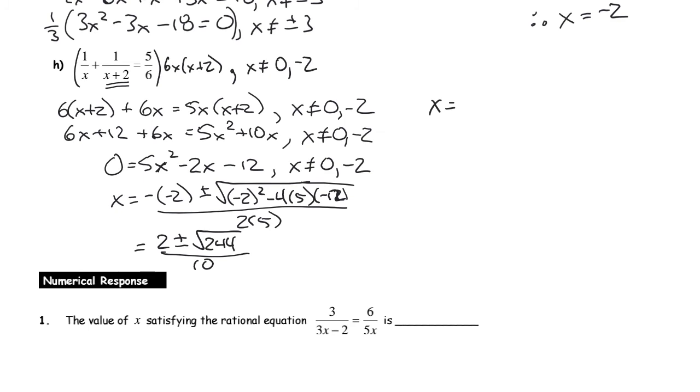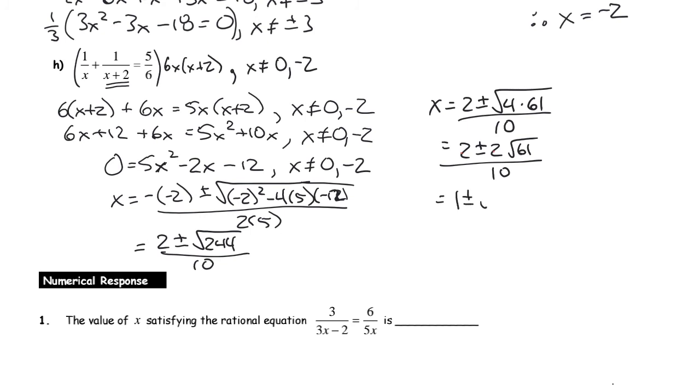Wow, 244 does not have a nice square root. I can take out a 4. I can write that as 4 times 61. 61 is prime, so that's the best I can do here. So that's going to be 2 plus or minus the square root of 4 is 2, so I can take that out front. And then I've got a common factor of 2 here, the 2 here, and the 10. So that's going to get me 1 plus or minus root 61 over 5.